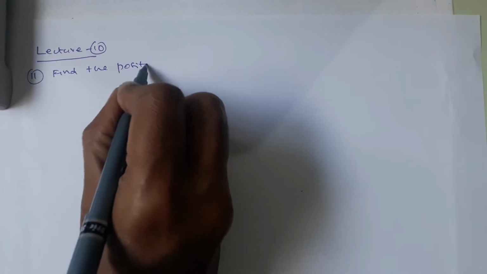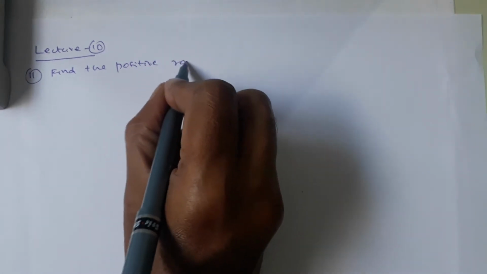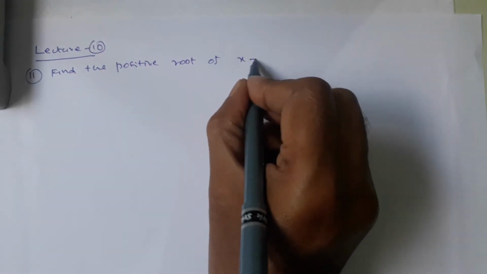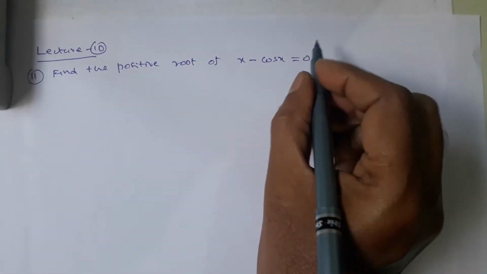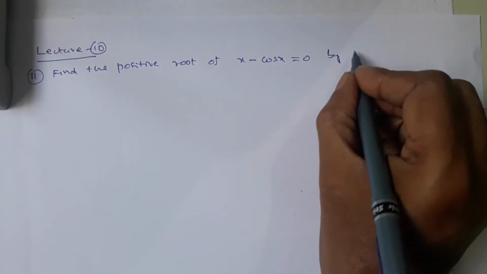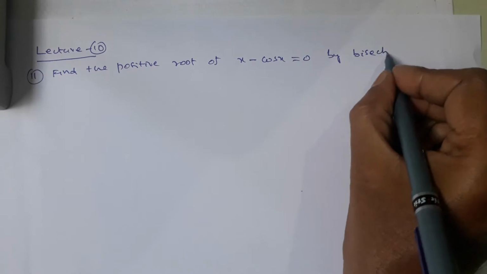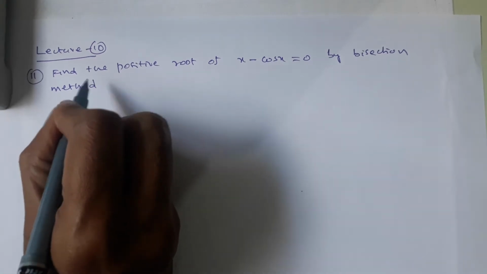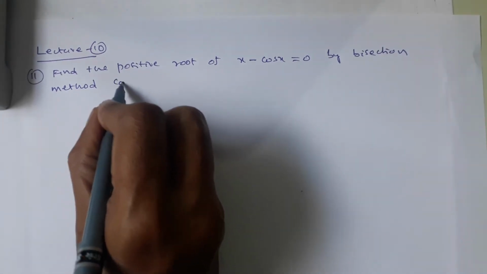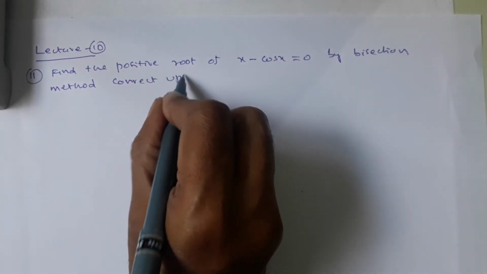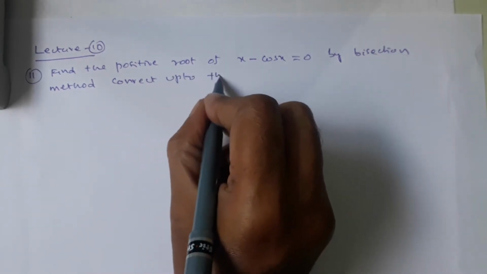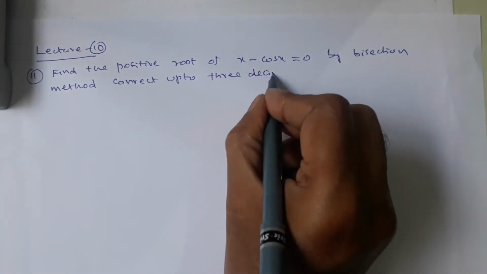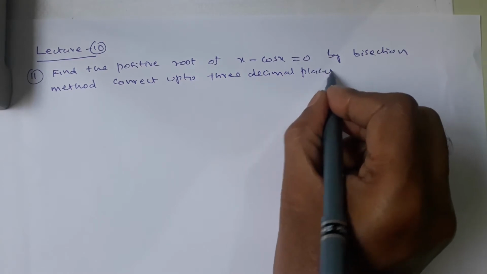Find the positive root of x minus cos x is equal to 0 by bisection method, correct up to 3 decimal places.